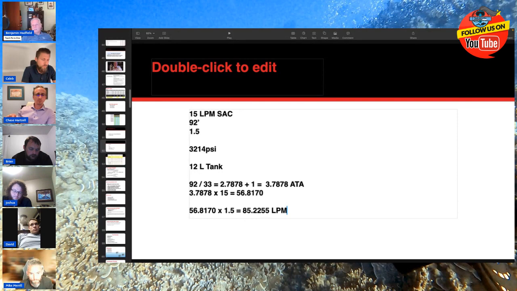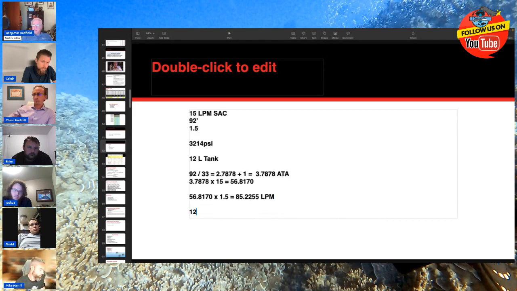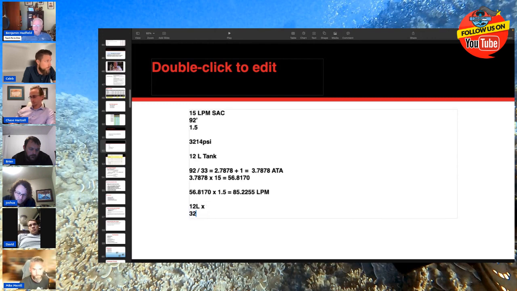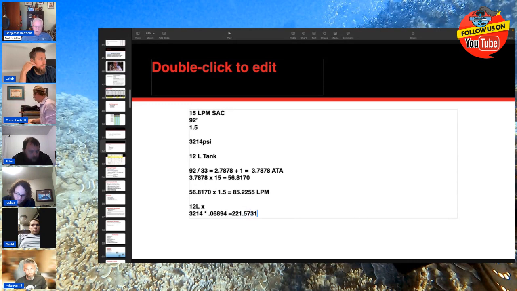So that was a little different thinking, but at least now you have your total liters per minute. Now, how many liters are in my tank? I have a 12-liter tank. Usable time. How many liters are in my tank? So we've got to figure out the bar, right? 3,214 times 0.06894 equals 21.5731.